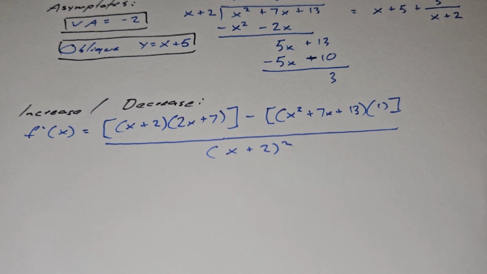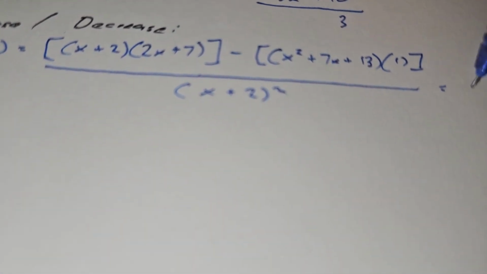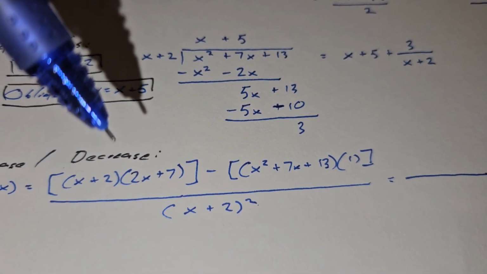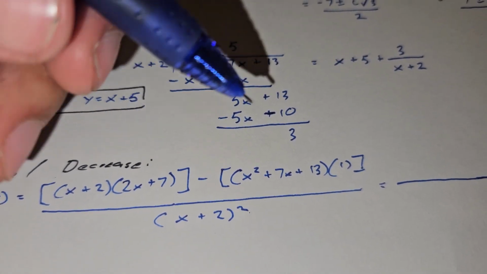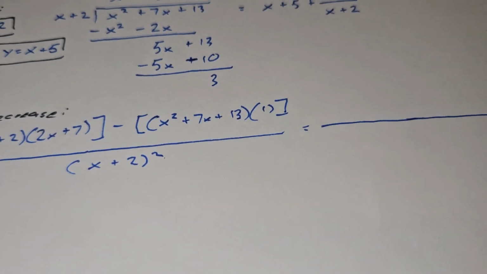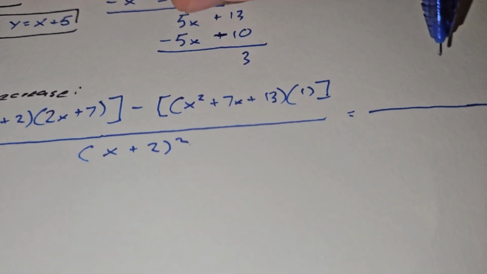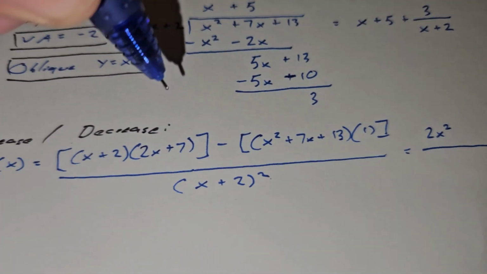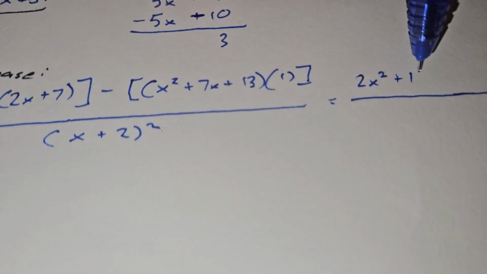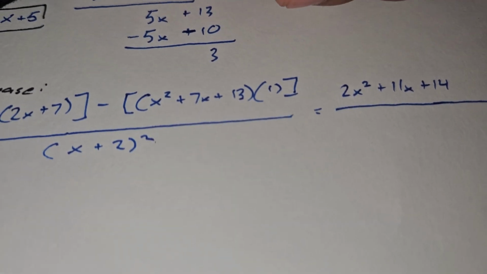Now let's do the algebra and simplify this thing. Basically just multiply across. Do your foiling or your box method or whatever to multiply this, and then subtract both of them, and we're going to get our derivative. So when we FOIL it out, or do the box method, when we multiply these two, we get 2x squared plus 11x plus 14.